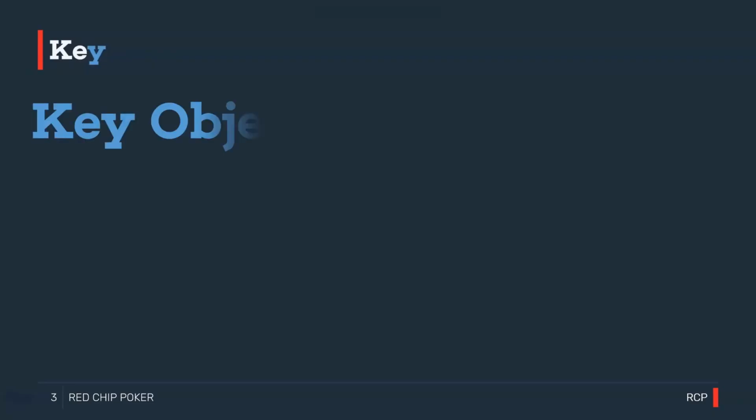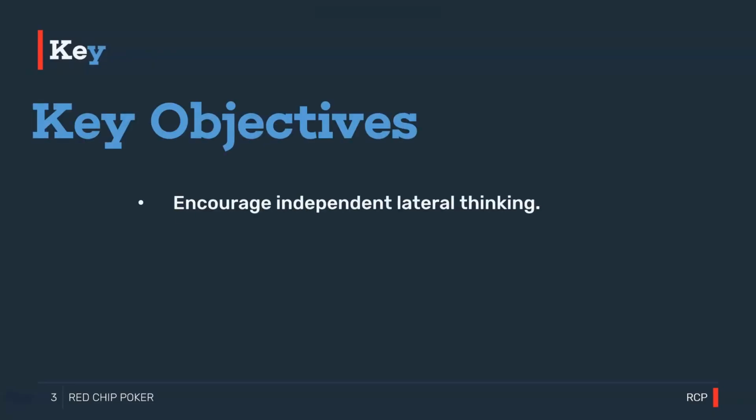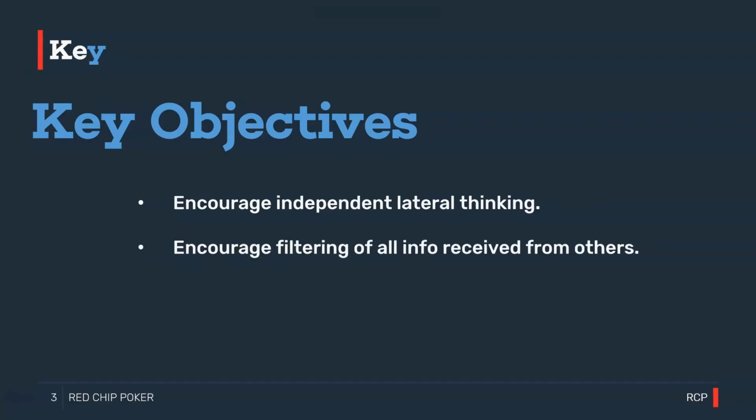The key objectives of the course are as follows. Key objective number 1, to encourage independent lateral thinking. In other words, we don't want to outsource all of our thinking to other players in the industry. We need to be able to think laterally by ourselves about certain poker concepts so that we can decide what makes sense and what doesn't make sense, which information we'll accept, which information we'll discard. Another way of expressing this is that we're encouraging the filtering of all information received from other players, no matter how good they're perceived to be at the game.